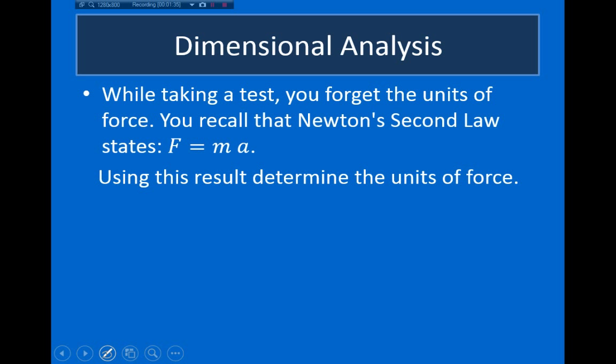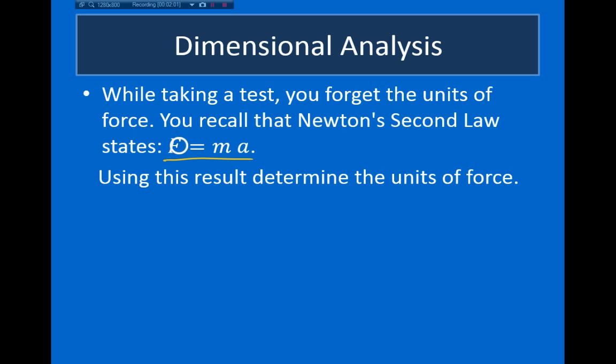So how can units help us check an equation? This example says, while taking a test you forgot the units of force, but you remember that Newton's second law says F equals ma. So the question is, how do we use this equation to figure out the units for force? The answer is that anytime you have an equal sign, the units on one side of the equal sign have to equal the units on the other side of the equal sign.